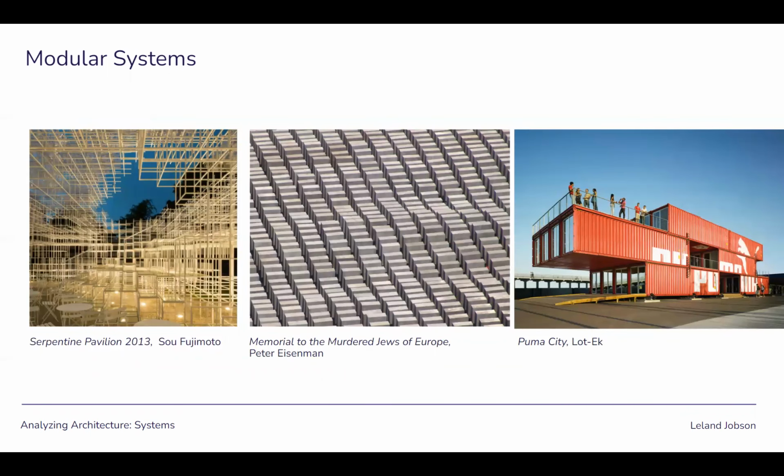A few examples of this at different scales. So Sou Fujimoto's Serpentine Pavilion 2013, really interesting. It's this metal box with glass. So sometimes there's a glass panel in there, sometimes there isn't. But the repeated, I think that the same stick is used over and over again. The same glass panel is used over and over again, and it creates this larger formwork.